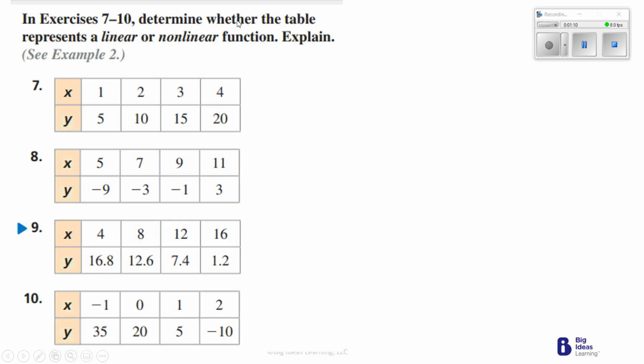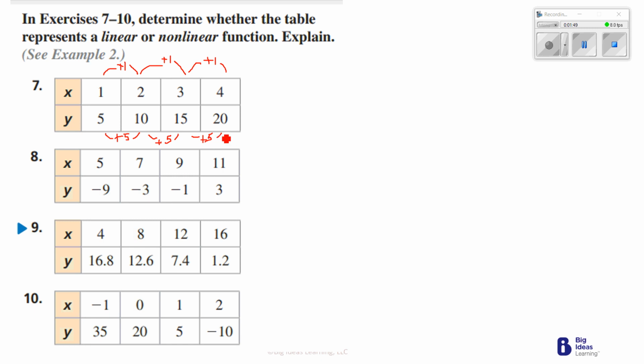Number 7 through 10 says, determine whether the table represents a linear or nonlinear function and explain. All right, for it to be a linear function, everything has to increase by the same amount on both sides. So over here, we got an increase of +1, +1, and +1. Over here, we got an increase of +5, +5, and +5.